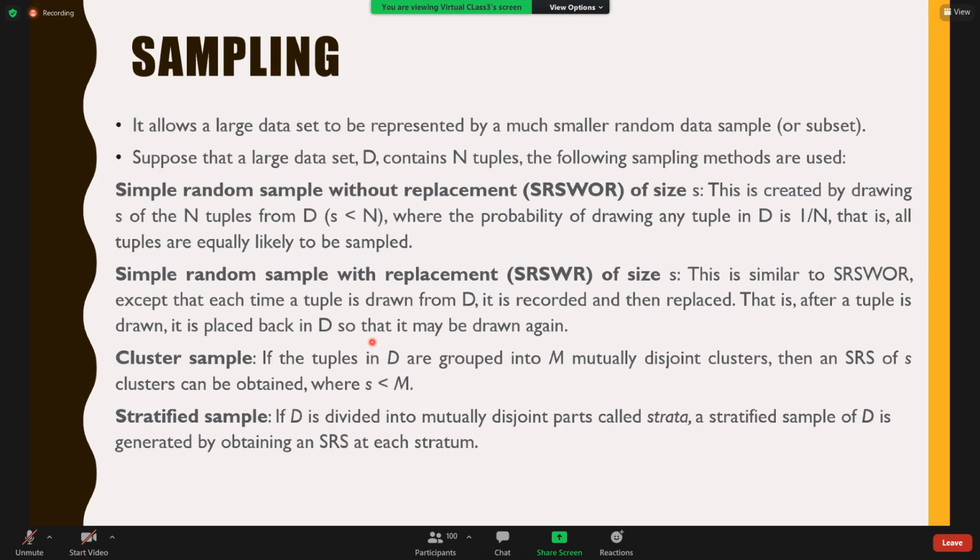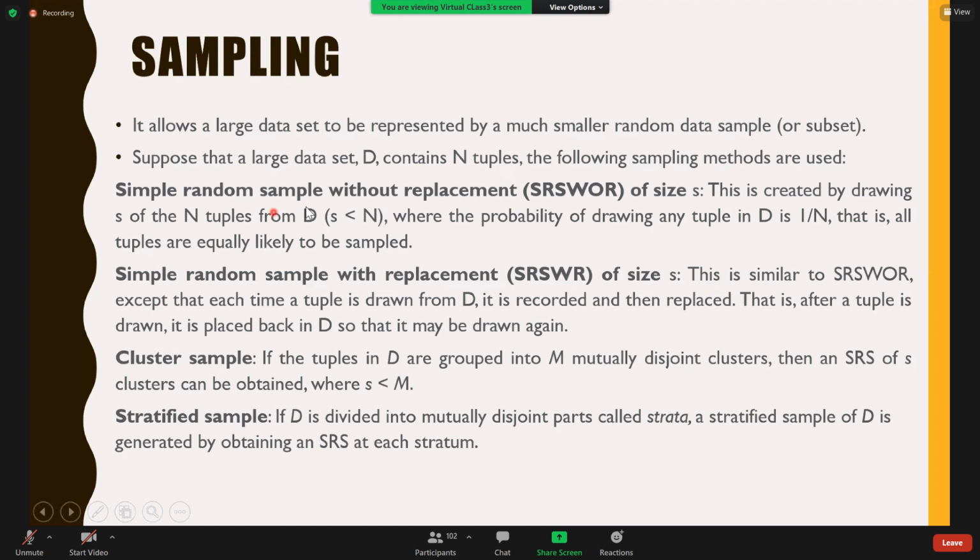And one more is the sampling technique. It allows a large data set to be represented by small random data samples. For example, you have a large data set D containing n tuples. Whatever I mentioned here, these four are the sampling methods.